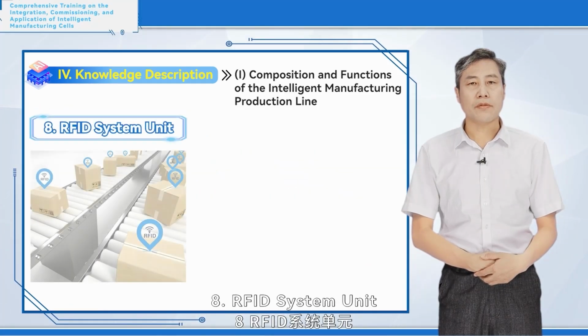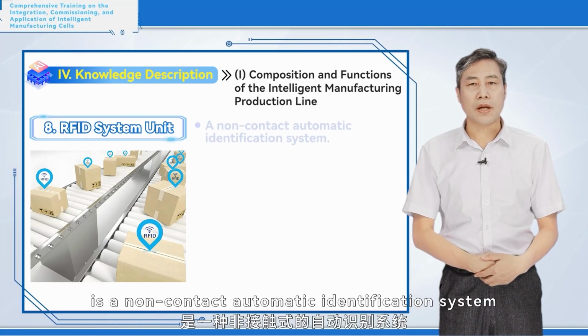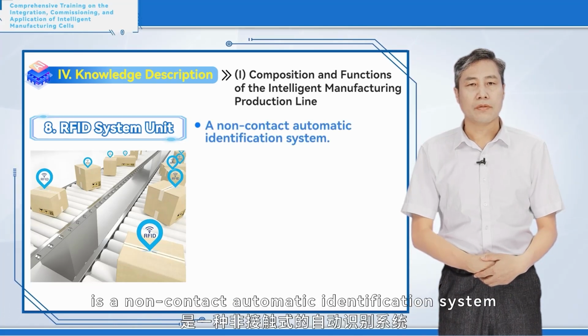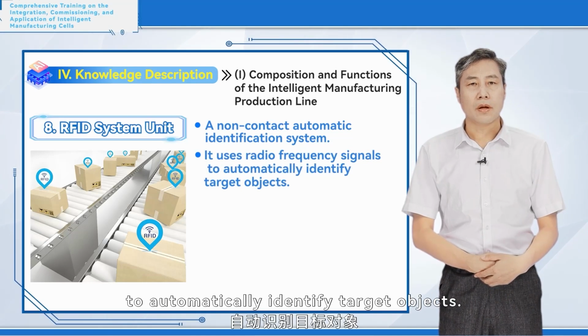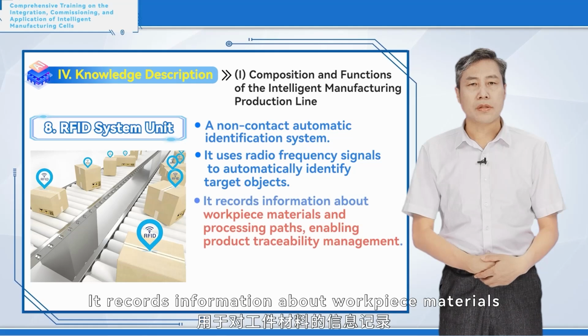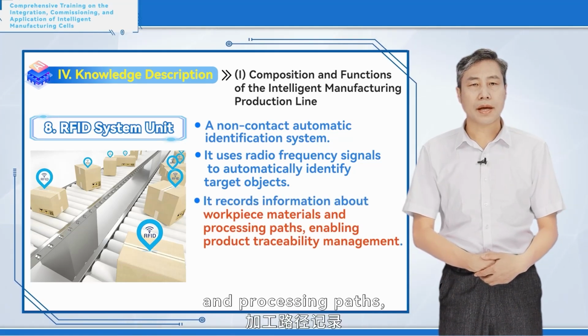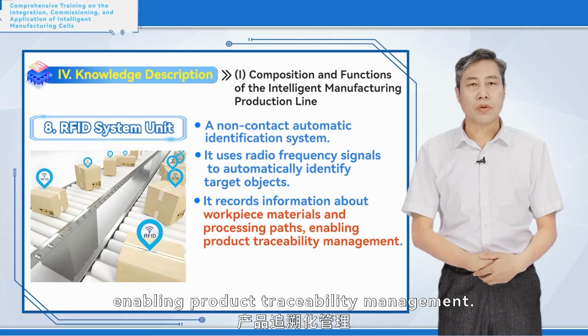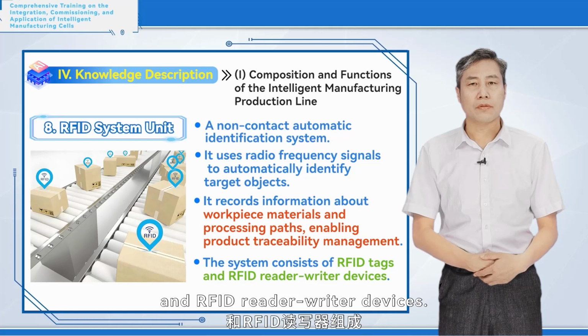8. RFID System Unit. The RFID System Unit is a non-contact automatic identification system that uses radio frequency signals to automatically identify target objects. It records information about workpiece materials and processing paths, enabling product traceability management. The system consists of RFID tags and RFID reader-writer devices.